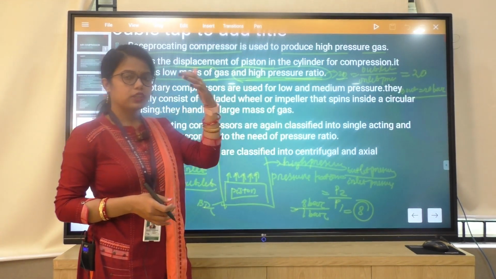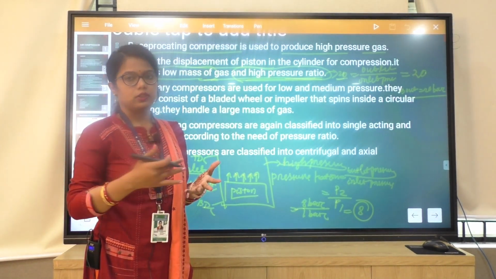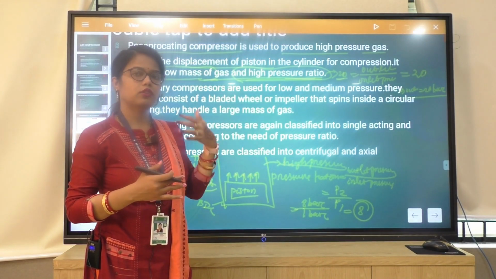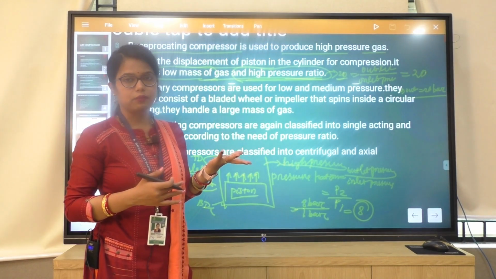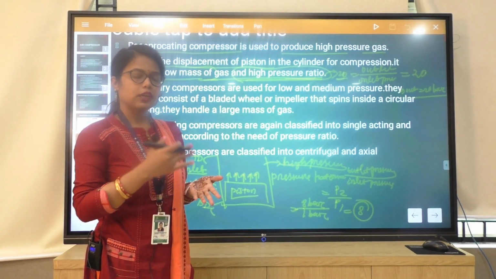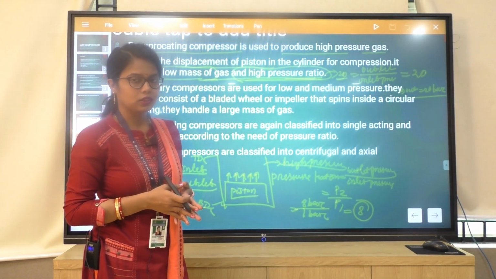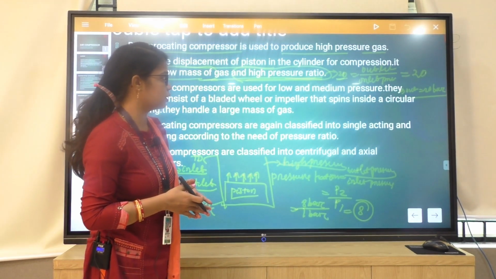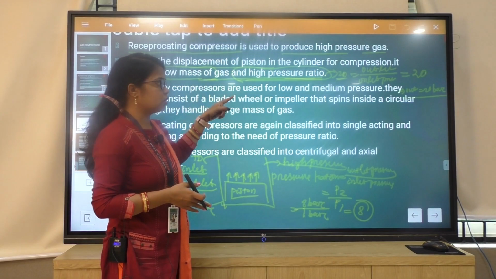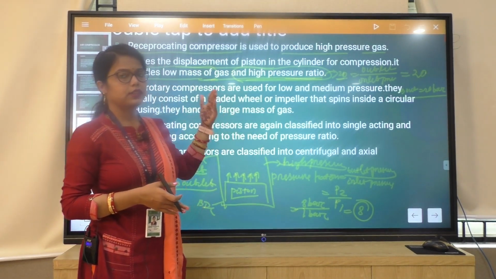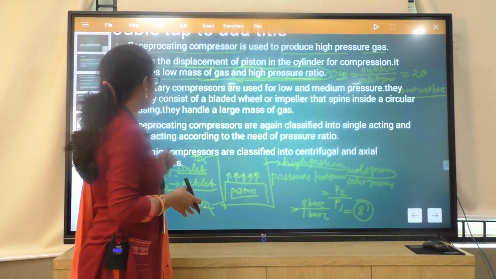Further, we can use multi-staging. In a single stage we cannot convert the pressure up to a high pressure. So, that is why we are using multi-staging, double stage multi-staging air compressors. But it can convert the pressure up to high pressure, that means it can handle the high pressure ratio.